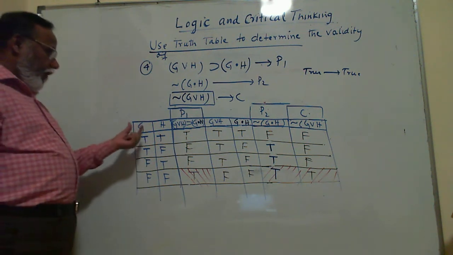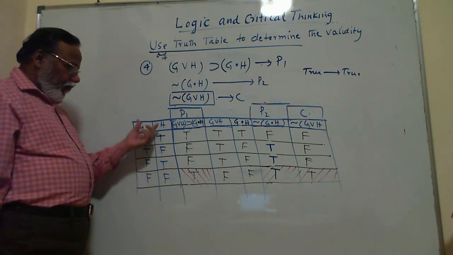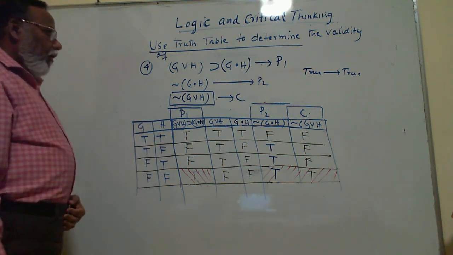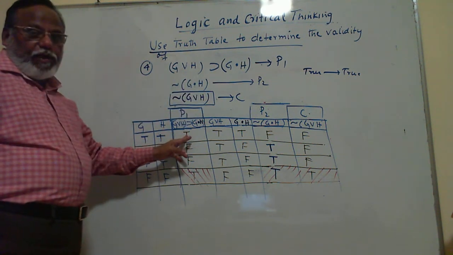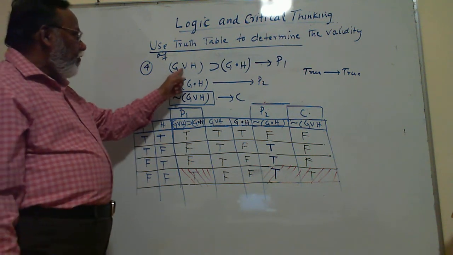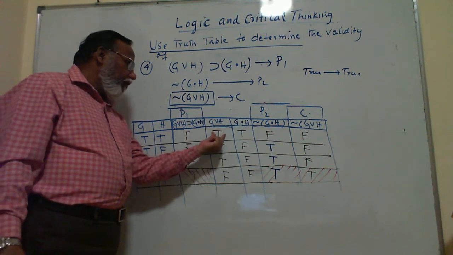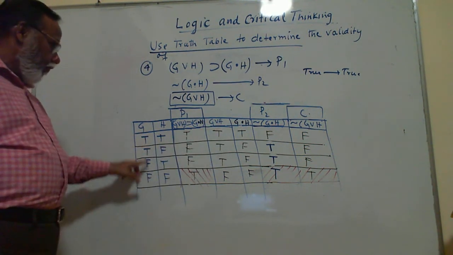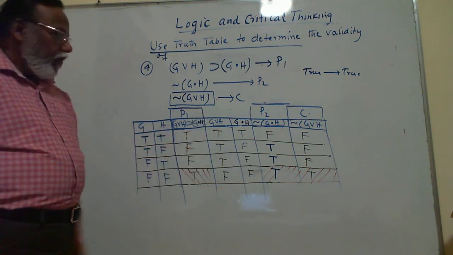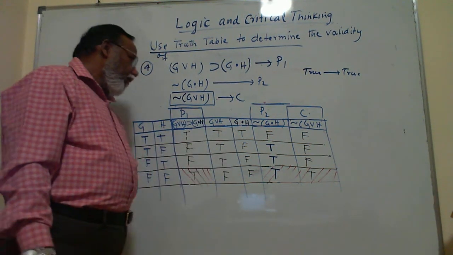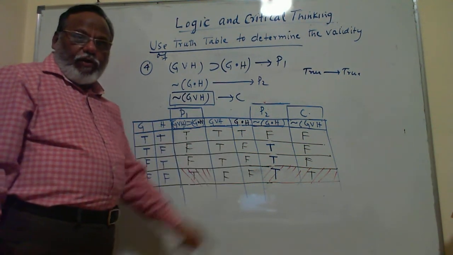So I have already built up here this one, the G and H. This is normal, everybody should remember how to write it down. Then I have written the first premise here, but this cannot be achieved directly. So we have to first find its components here, this one and this one. To find this one, as you know before, this is OR. So it is false only when both are false, otherwise it is true. And G and H is true only when both are true, otherwise it is false. So this is already done.